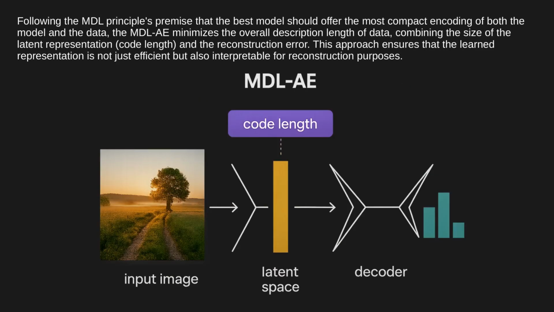Following the MDL principle's premise that the best model should offer the most compact encoding of both the model and the data, the MDL-AE minimizes the overall description length of data, combining the size of the latent representation, code length, and the reconstruction error. This approach ensures that the learned representation is not just efficient, but also interpretable for reconstruction purposes.